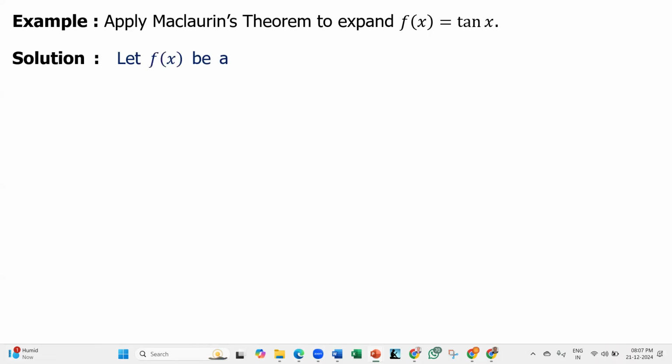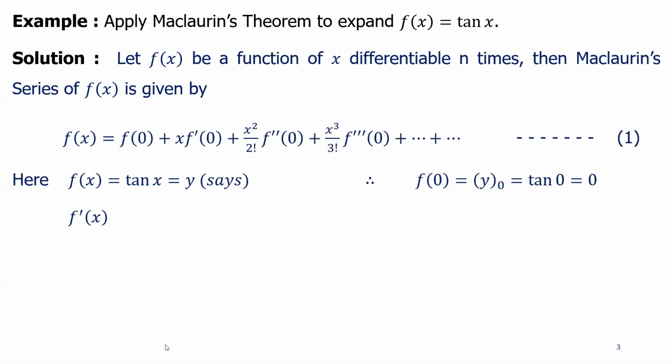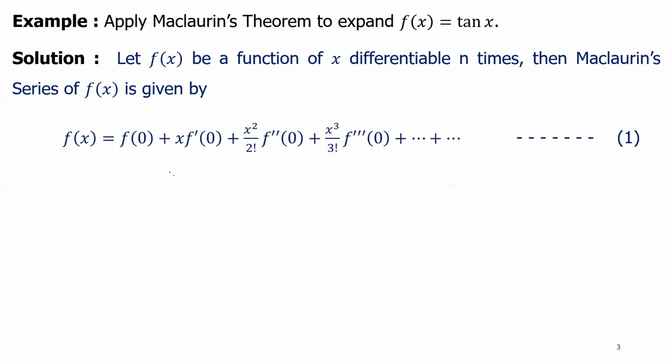Let f of x be a function of x differentiable n times, then Maclaurin's series of f of x is given by f of x is equal to f of 0 plus x f dash of 0 plus x square upon 2 factorial f double dash of 0 plus x to the power 3 upon 3 factorial f triple dash of 0 and so on.